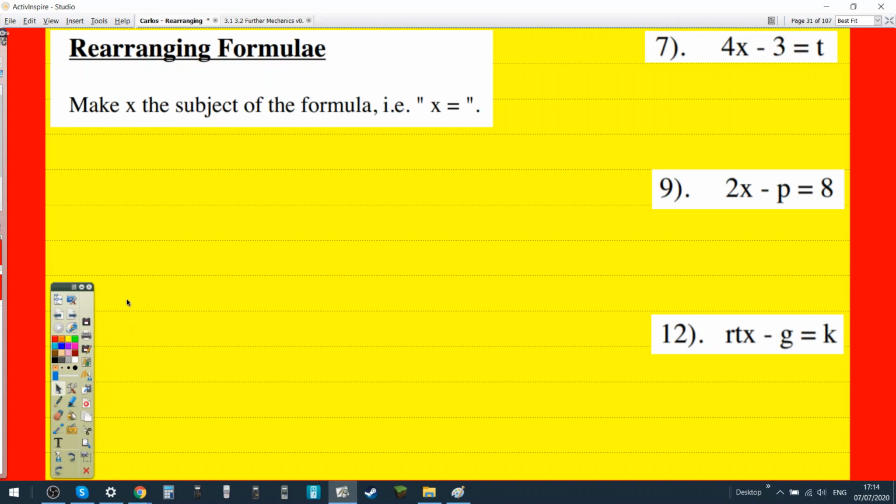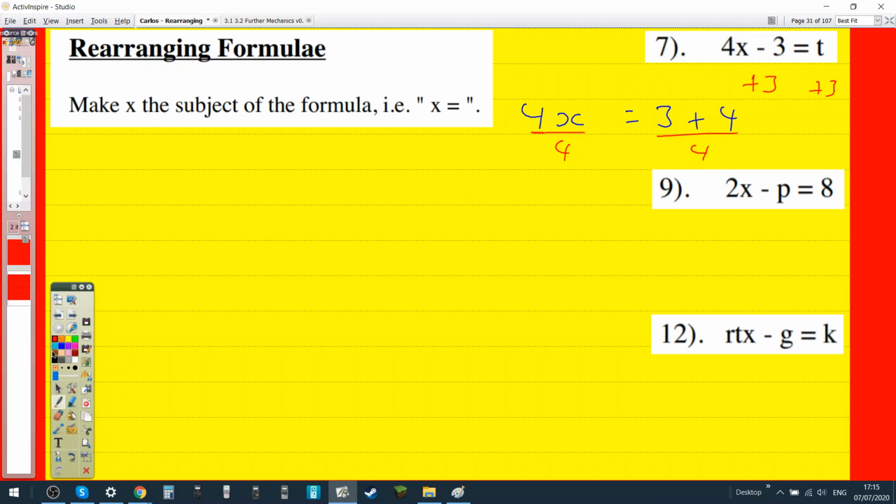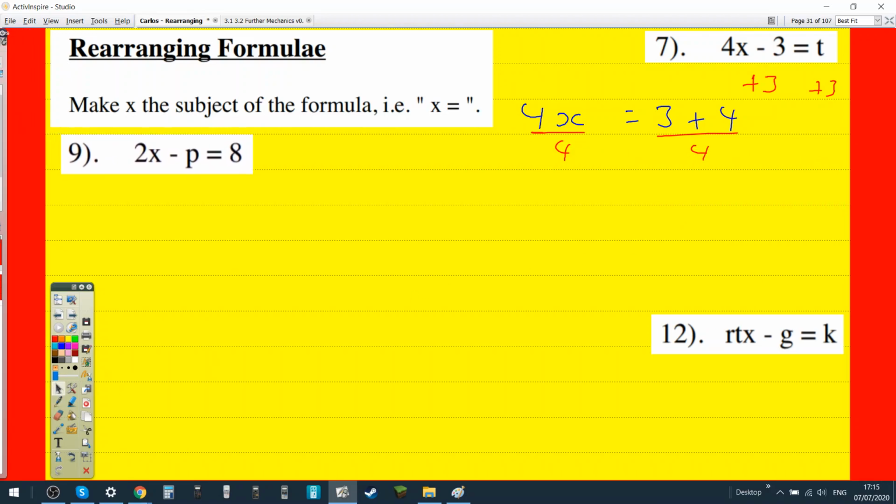Yeah, let's try the top one. Okay, make x the subject of the formula. So first you need to add 3 to both sides. Mm-hmm. And then it will be t plus 3 and just 4x. Okay. And then you divide both of them by 4. So then it would be x equals t plus 3 divided by 4.